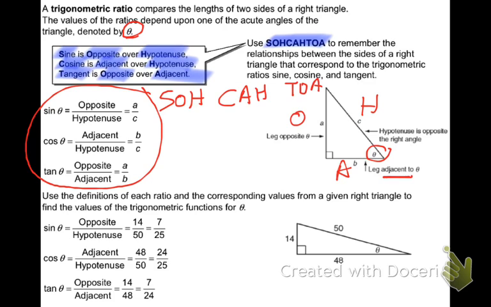The next one is down here. Use the definitions of each ratio and the corresponding values from the given right triangle to find the values of the trigonometric functions for theta. So here's theta. It might be helpful to recognize right away: here's the opposite side, the hypotenuse is opposite of the right angle, and the adjacent side is whatever's left over. Then I write the ratios in simplest form.